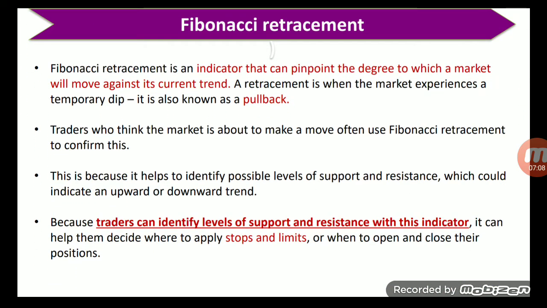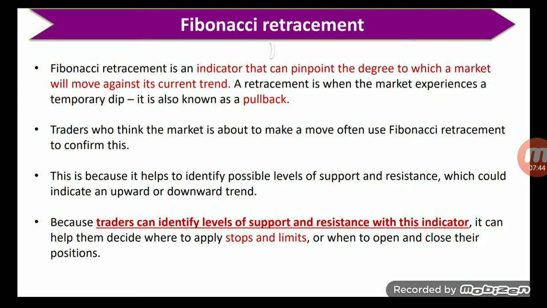The next technical indicator is Fibonacci retracement. Fibonacci retracement is an indicator that can pinpoint the degree to which a market will move against its current trend. So it shows us how the market will move from the current trend. A retracement is when the market experiences a temporary dip, and it is also known as a pullback.